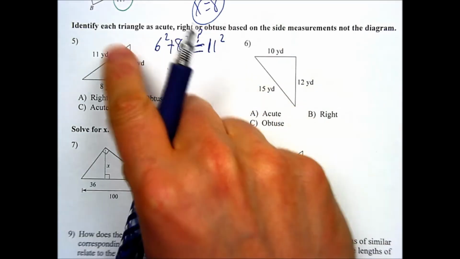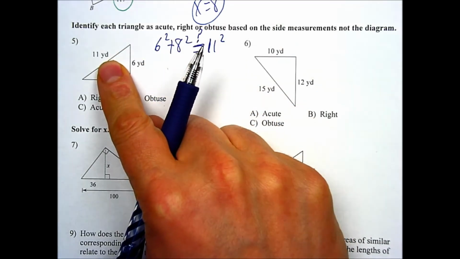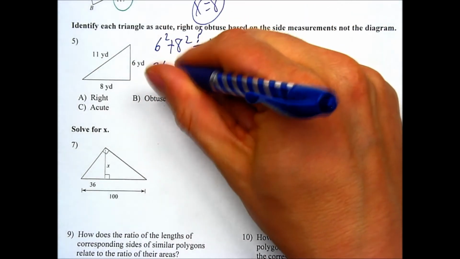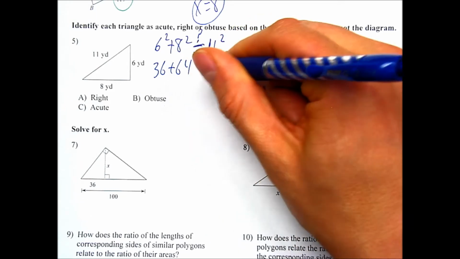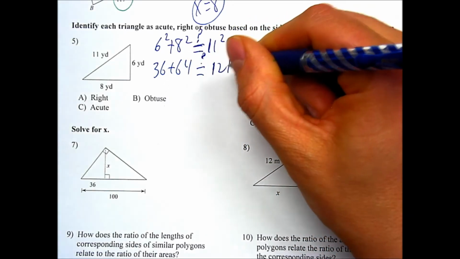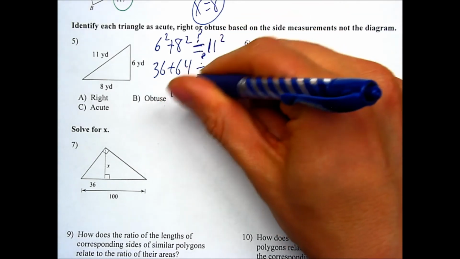We're going to call it the hypotenuse. I don't know if it's a right triangle, but we're going to call it the hypotenuse. So is 36 plus 64, how does this compare to 121? Well, this is less than 121.